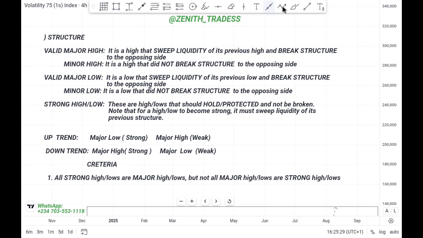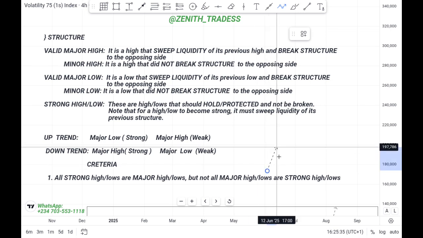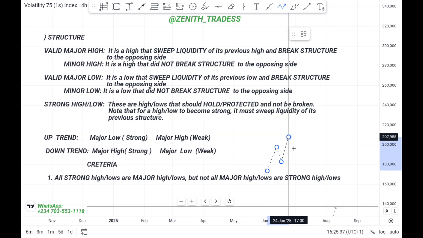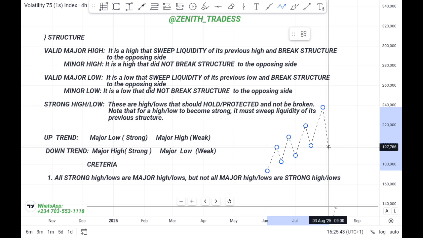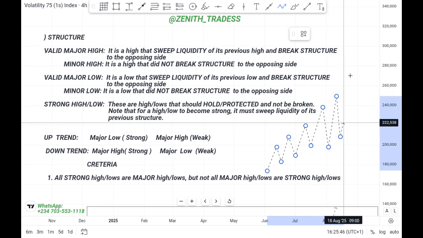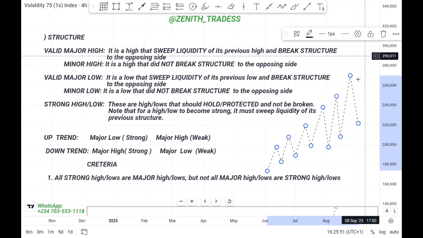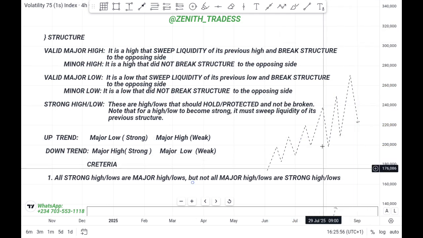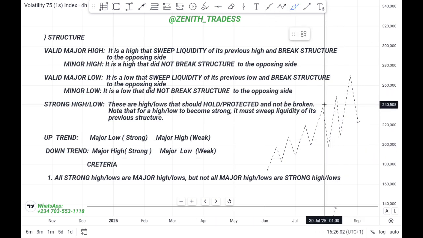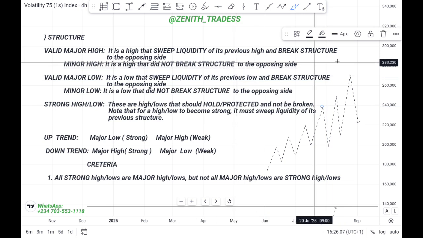Let me represent this with a schematic diagram so that we can understand it before we proceed. Let's say this is a bullish order flow, price creating higher highs, higher lows, higher highs, higher lows, again and again. With a bullish order flow, if it stops here, our expectation is that it will continue with this bullish trend. But look at these highs that price created here. Look at this very high here. We can see that this high is a major high pertaining to our definition, being able to sweep liquidity of the previous high and break structure.